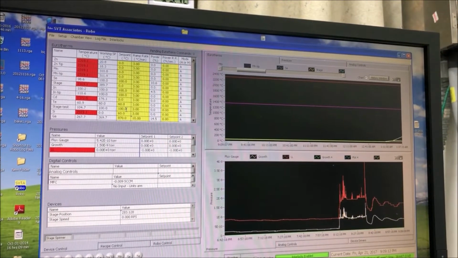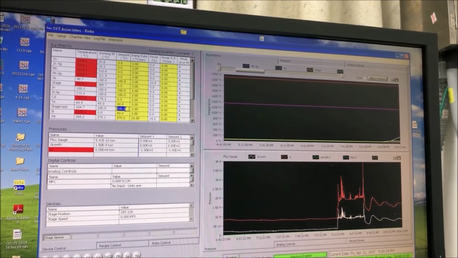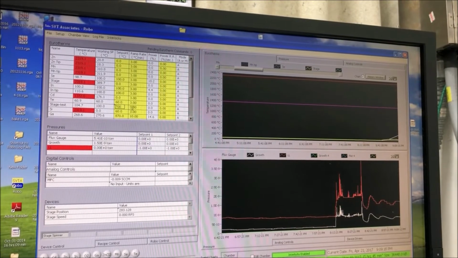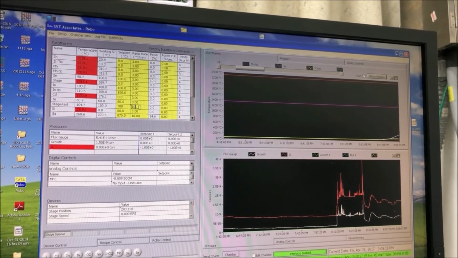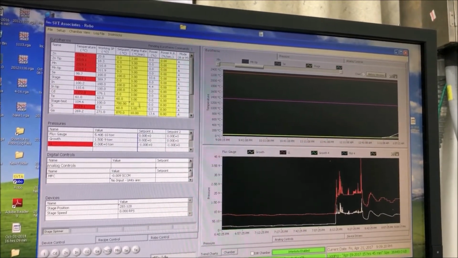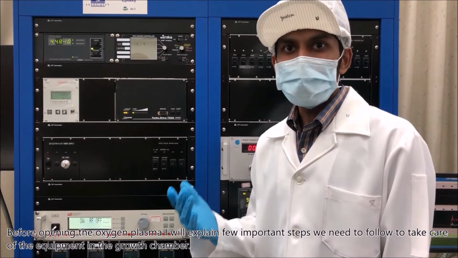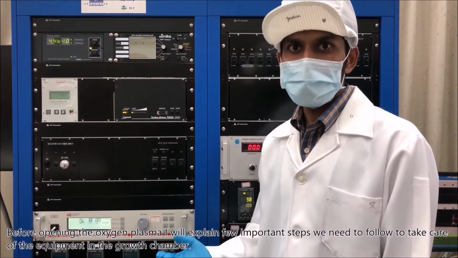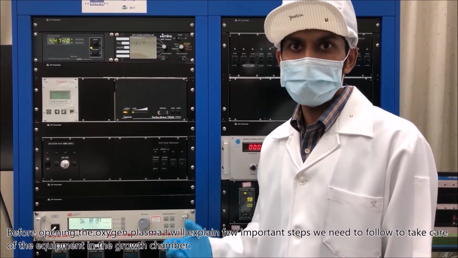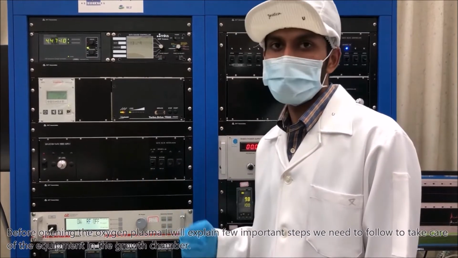As per the growth schedule, increase the stage temperature with a ramp rate of 10. Before opening the oxygen plasma, I will explain a few important steps we need to follow to take care of the equipment in the growth chamber.